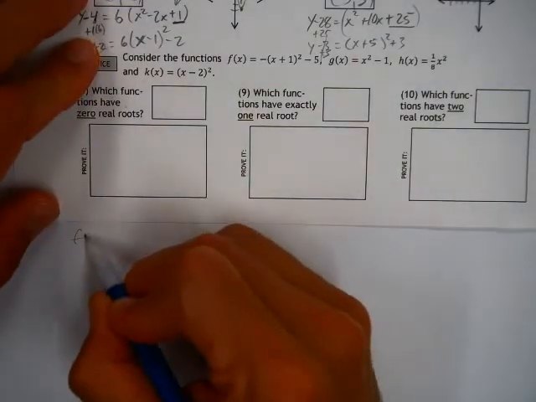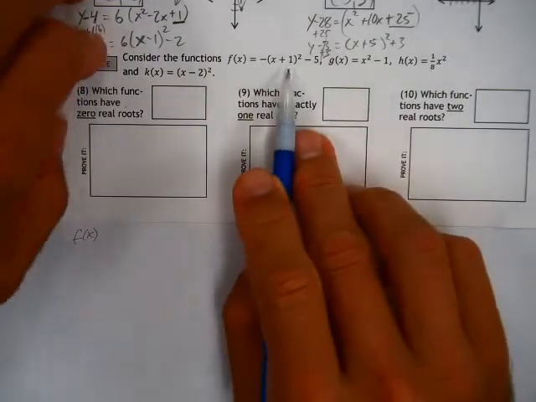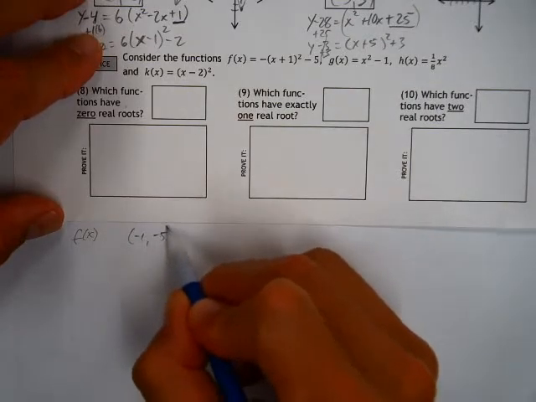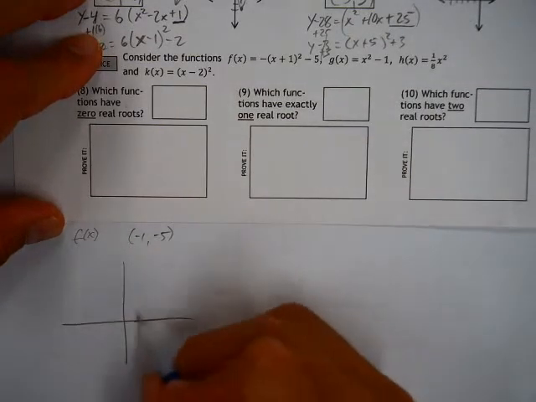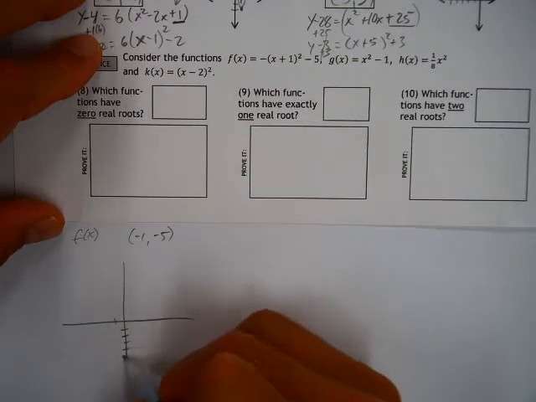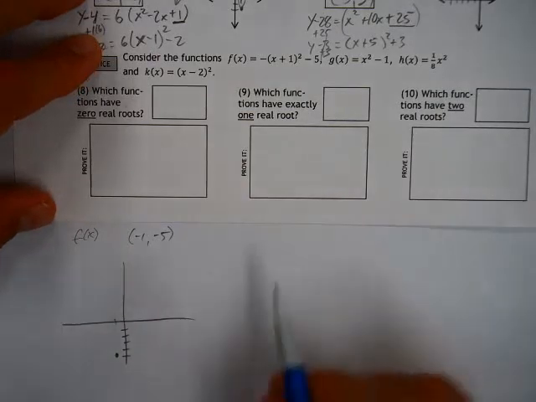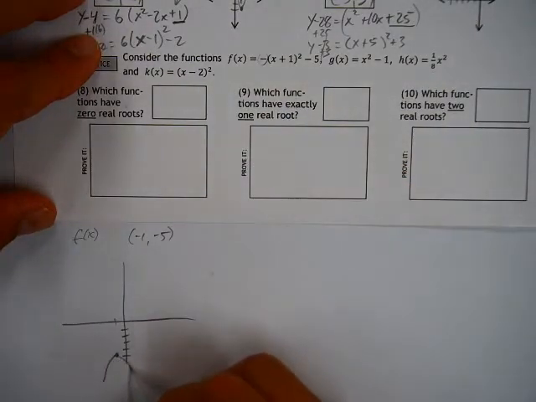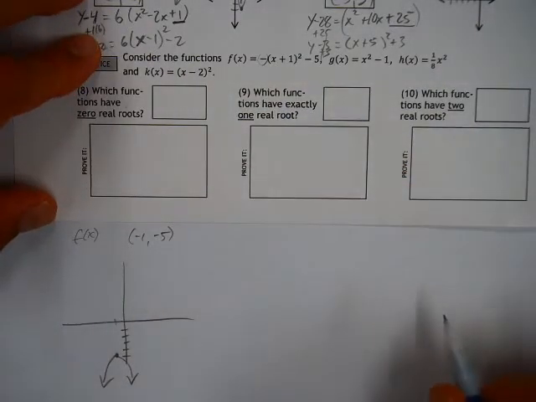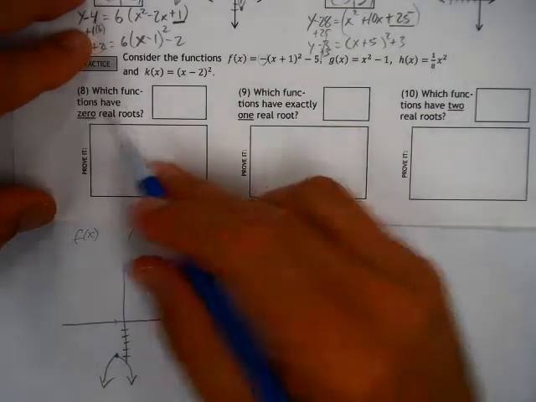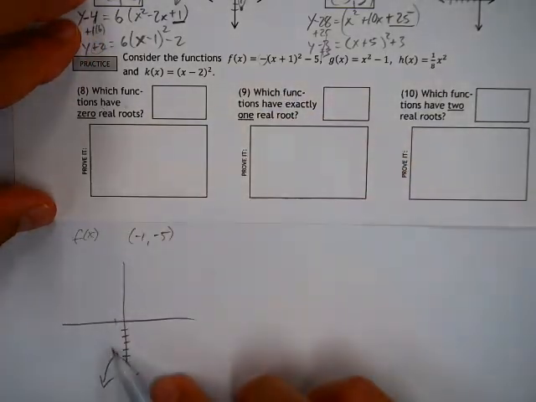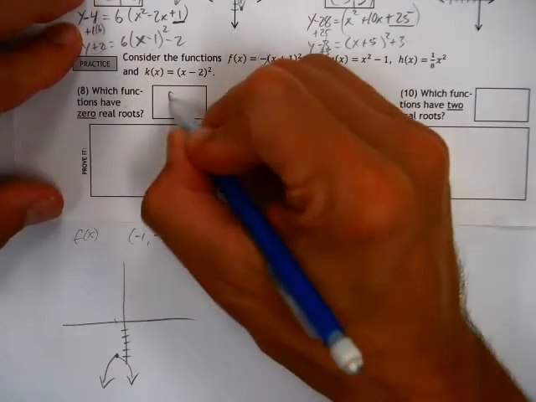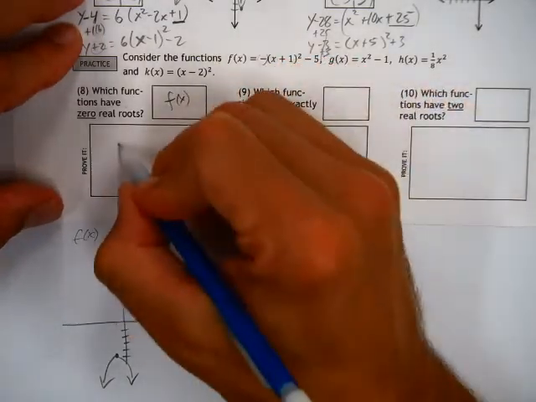So f of x is equal to this. We know that the vertex is at -1, -5. So a quick sketch of that. I go back 1, down 1, 2, 3, 4, 5. I got a dot there which represents my vertex. Now this one's got a negative in front, which means it's really just going to be dumped upside down. So conveniently enough, the first one I tried actually has 0 roots because it's below the x-axis and it opens downward. So f of x is going to be one of my solutions here.